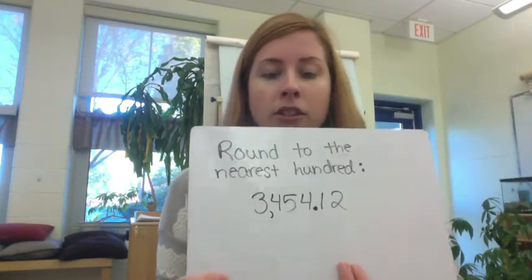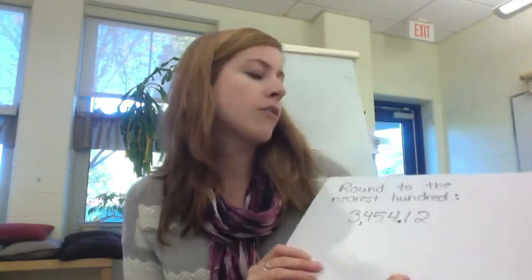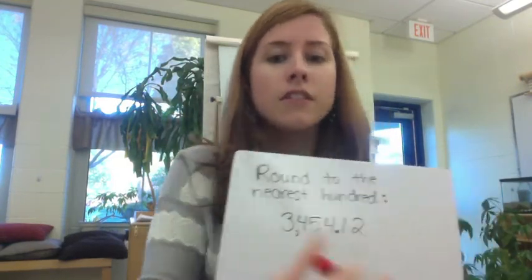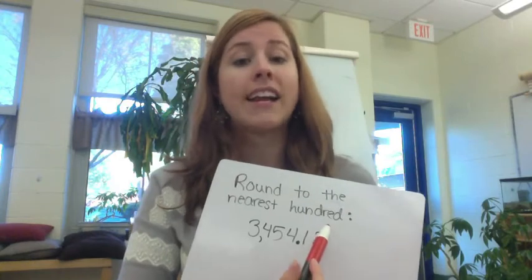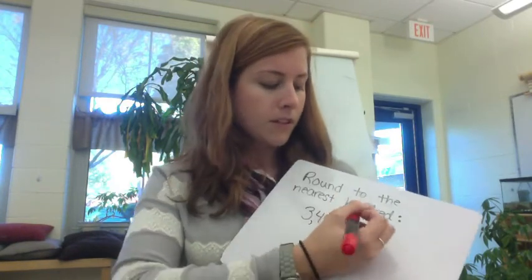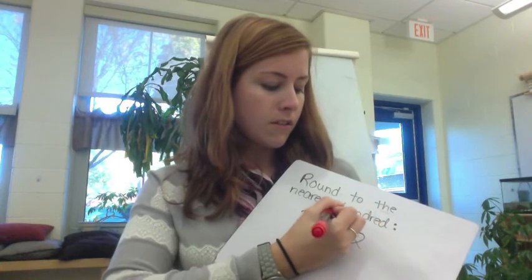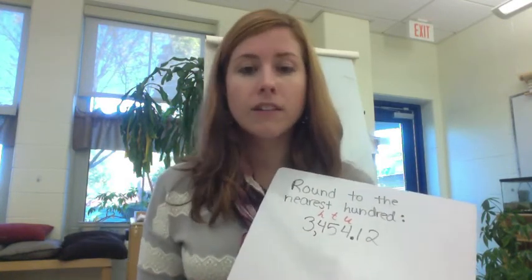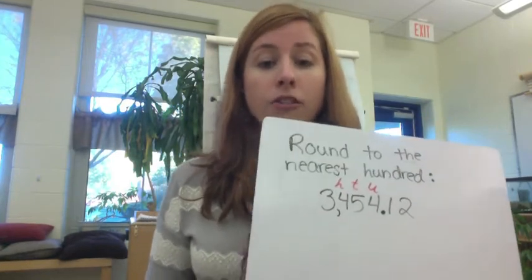Here we have round to the nearest hundred, 3,454 and 12 hundredths. Notice over here this is hundred, not hundredths, so we know we've got to find the hundredths place. So units, then tens, then hundredths. Oh, looks like I can stop there. I found my hundredths place.